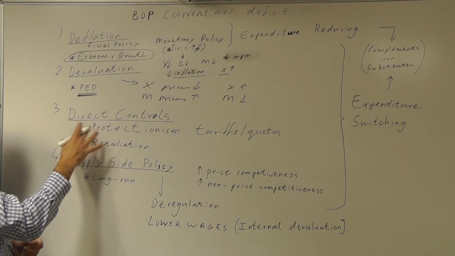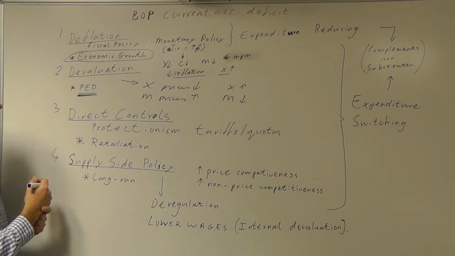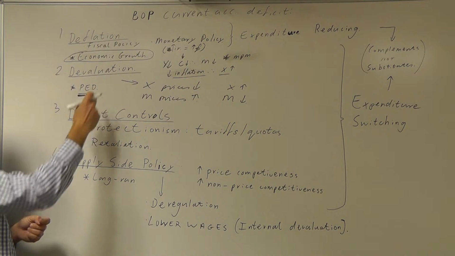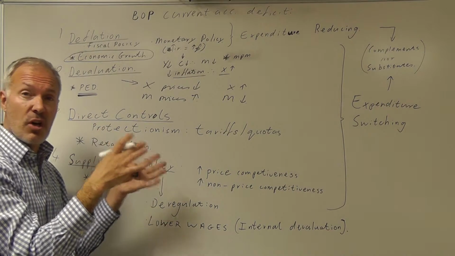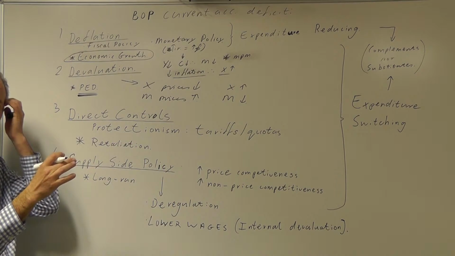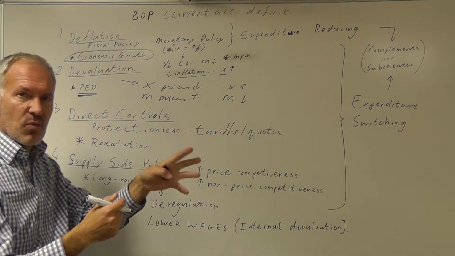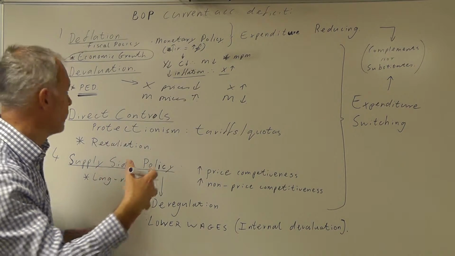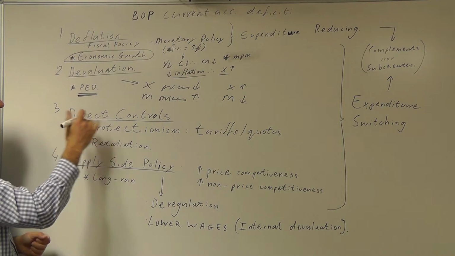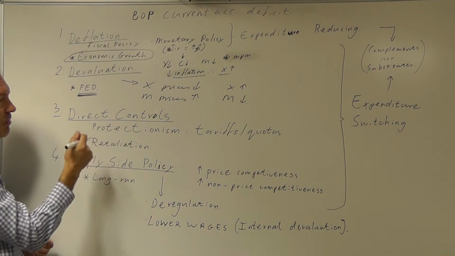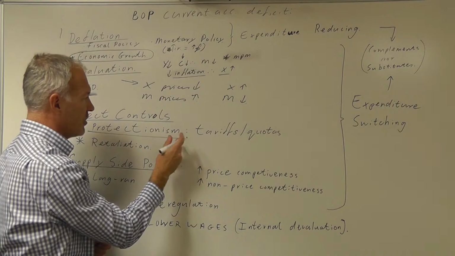A third method, and of course the problem if you have devaluation, it will reduce and worsen your terms of trade, okay, which effectively means you have to export more to import a certain number of goods. The third method could be direct controls. So basically we're talking about protectionism.